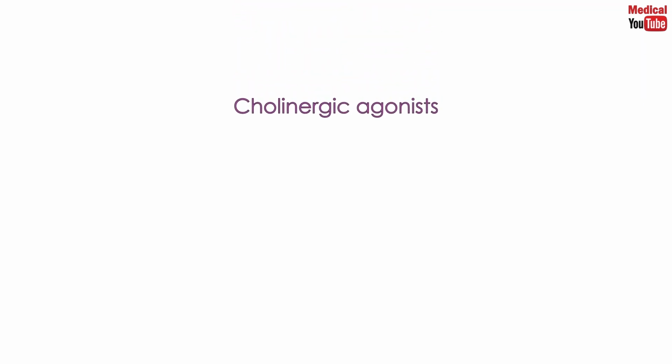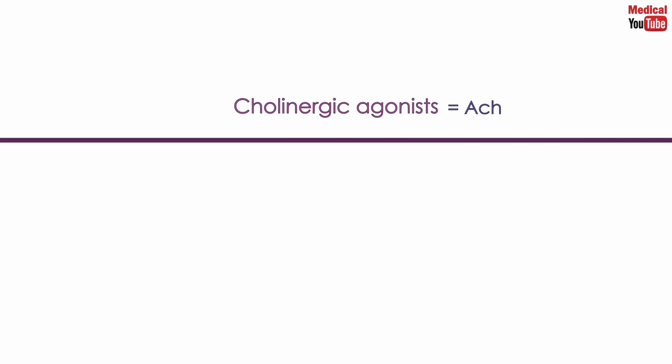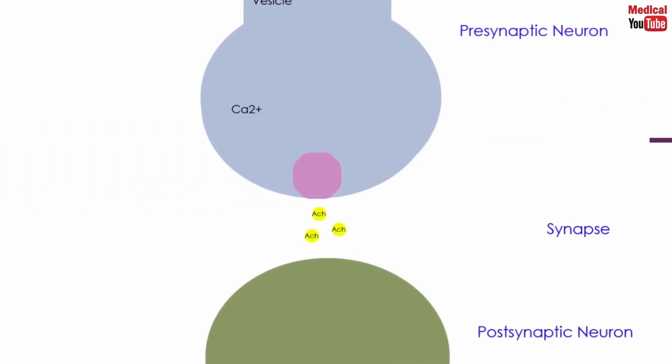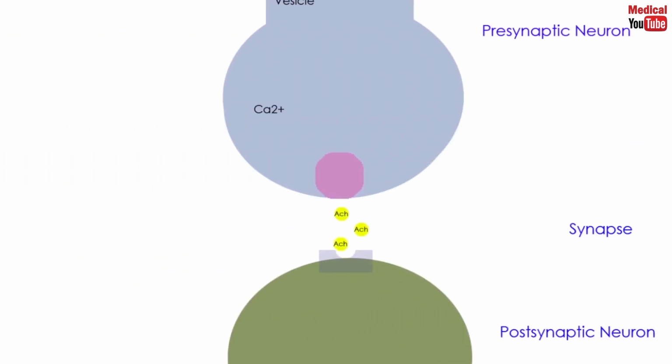Cholinergic agonists mimic acetylcholine actions in the body. And they are classified into two main groups, direct-acting and indirect-acting cholinergic drugs. As we knew from the previous lecture, acetylcholine binds to muscarinic or nicotinic receptors on the effector organ producing a response within the cell, and then is degraded by the acetylcholinesterase enzyme in the synaptic cleft.